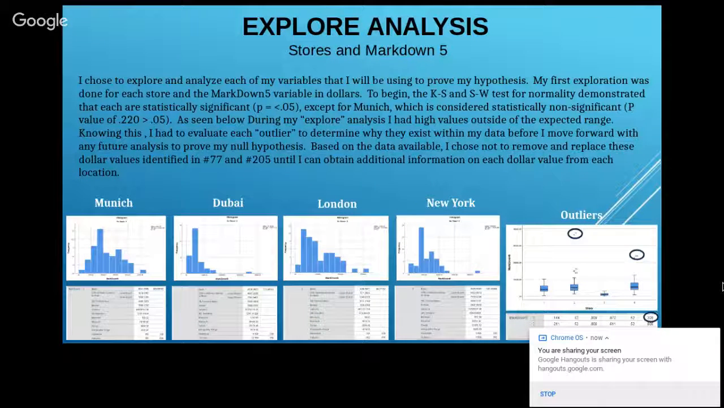Same thing with markdown 5. Actually, this was statistically significant, but non-significant for Munich. The p-value is actually 0.220, which exceeds the 0.05. So in this case, my Explore analysis showed me that it was non-significant. This is going to cause me to evaluate this data even further as I go down into my ANOVA and my linear regression analysis.